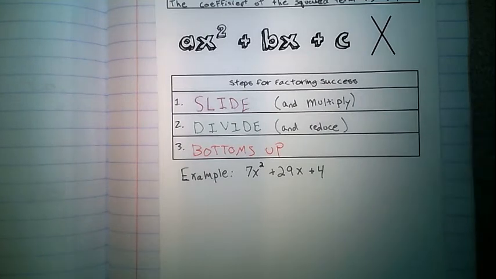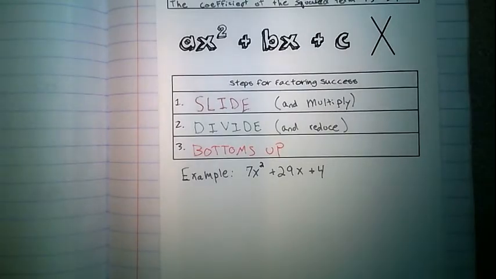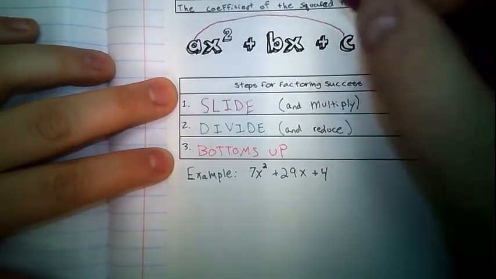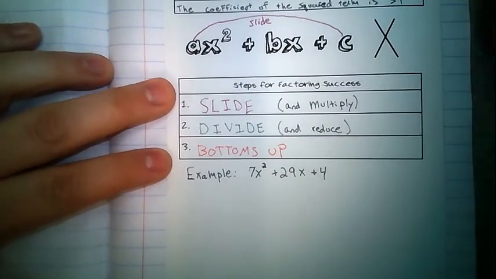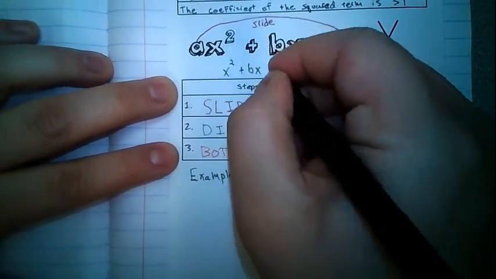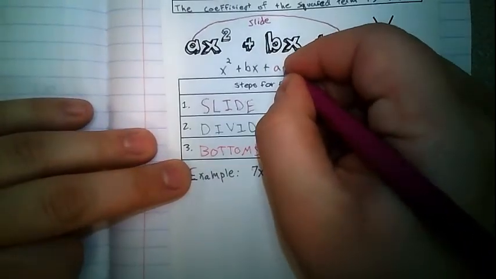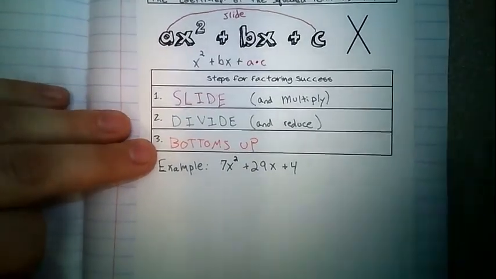This method's interesting because we want to be able to use the x puzzle, but we can't because there's a number here. So what we do is we take this a and we slide it over to the c. And that makes our new equation just x², no a, plus bx plus, and instead of just c, it's a times c. Let me show you what that looks like with actual numbers.